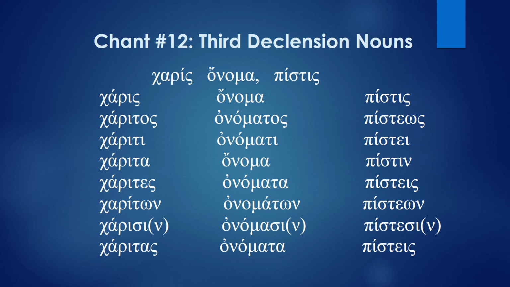And now we'll just chant through the three columns of the third declension nouns. Charis, charitos, chariti, charita, charites, chariton, charisi, charitas. Onoma, onomatos, onomati, onoma, onomata, onomaton, onomasi, onomata. Pistis, pisteos, pistei, pistin, pisteis, pisteon, pistesi, pisteis.